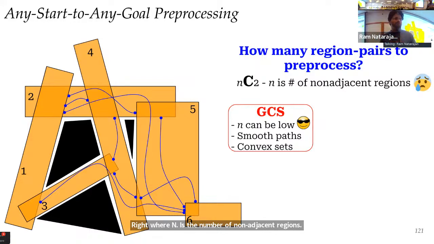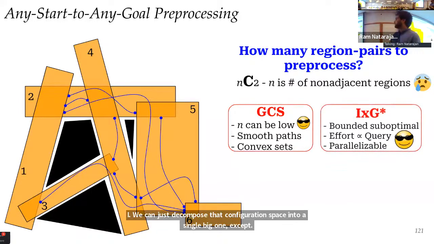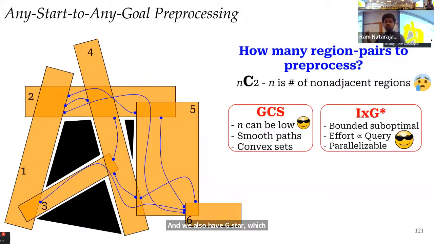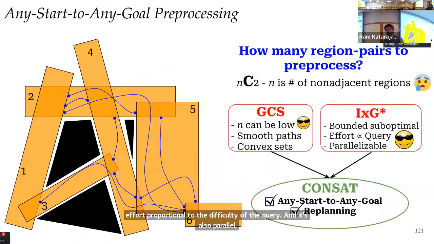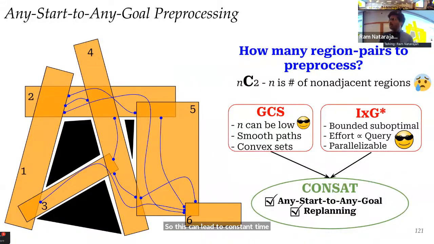Empirically, I've seen that if there are large parts of the state space that are mostly static, we can just decompose that configuration space into a single big convex set. And we also have IXG star, which can now find bounded suboptimal solutions with its effort proportional to the difficulty of the query, and it's also parallelizable. So this can lead to constant time insight, which can give you any start to any goal constant time planning. And if you're able to do that, then basically replanning falls out as a byproduct, right?